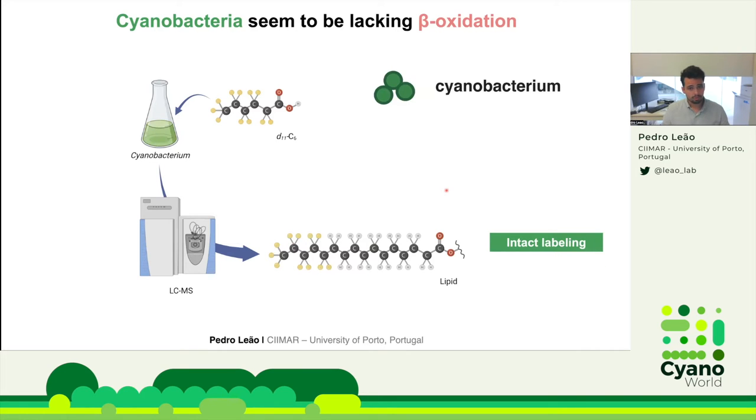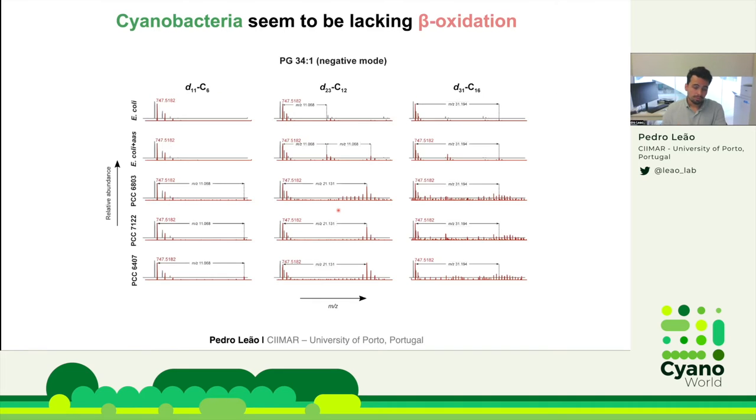On the other hand, if you supplemented cyanobacteria with the same deuterium-labeled fatty acid, because of the lack of the beta-oxidative pathway, you would only see the intact label in the lipids. So we thought that we'd exploit this for discovery of natural products, as I'll show in a couple of slides ahead. We first tested this. So you have E. coli here on the top, then E. coli expressing a cyanobacterial acyl-ACP synthetase to make sure that longer fatty acids can get imported into the cell. And then you have three different cyanobacteria.